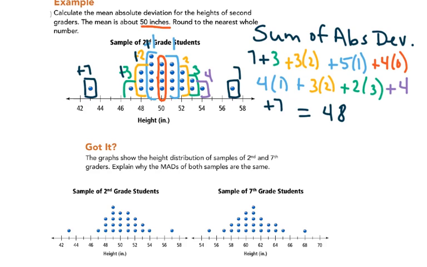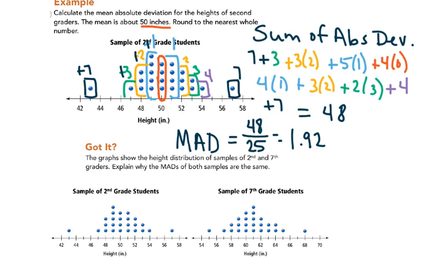So once we find the sum, we find the mean absolute deviation by taking the sum, 48, divided by however many data points there were. So you count up the number of dots that there were. There were 25 of them. So 48 divided by 25 gives us 1.92. So the mean absolute deviation is 1.92. That is a number that describes how far away the numbers are from the mean on average.